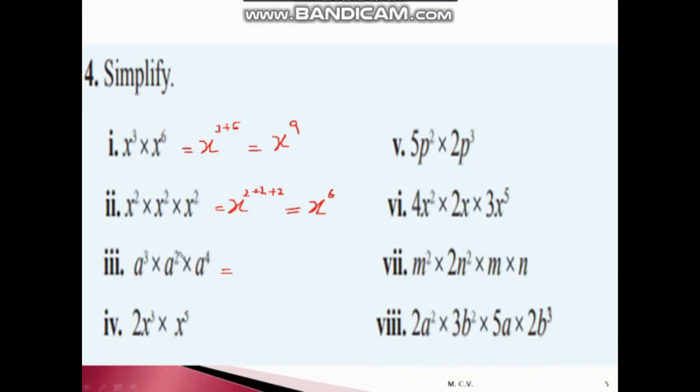Indices are 3, 2 and 4. Add them together. 3 plus 2 plus 4. 3 plus 2, 5. 5 plus 4, 9. Then the answer is a to the power 9.